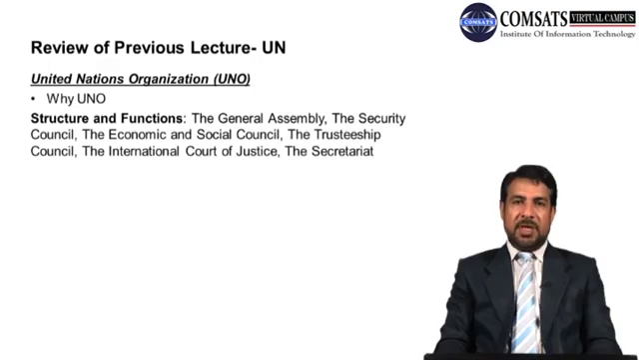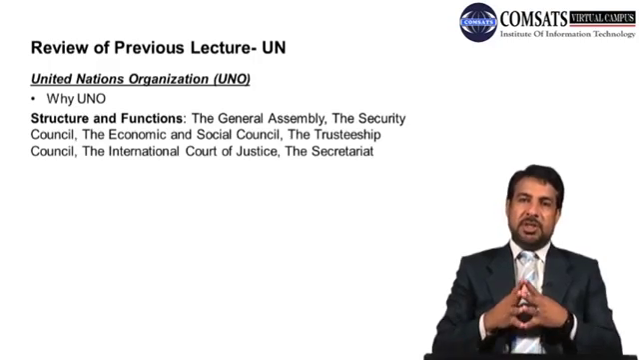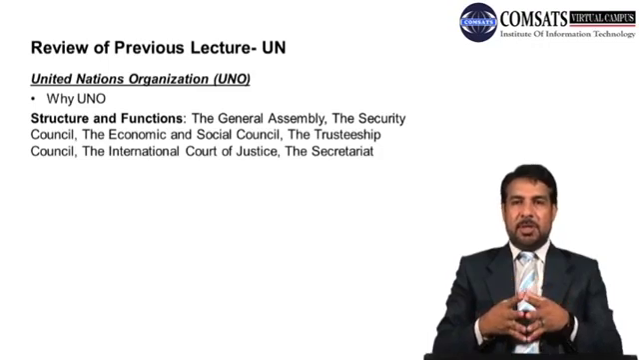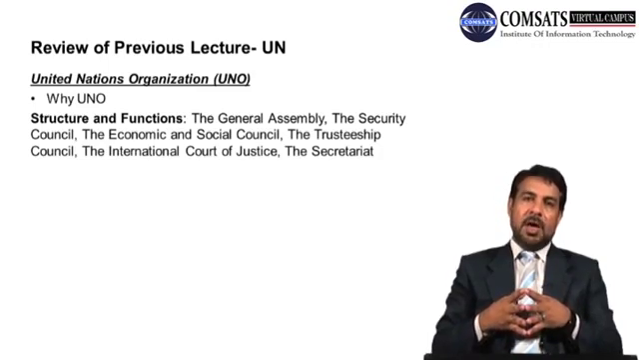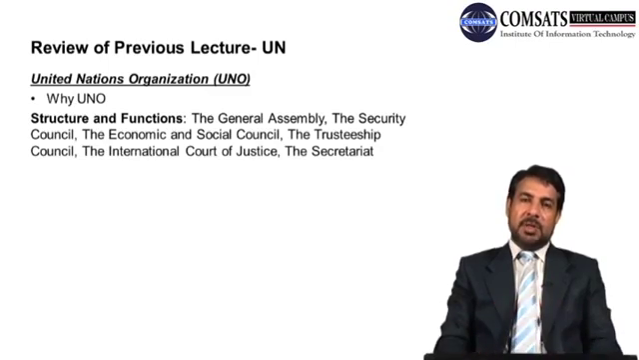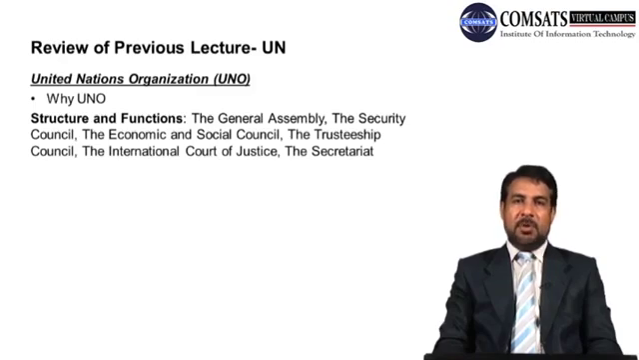The International Court of Justice is the judicial organ of the United Nations. It tries to solve disputes between member countries and also gives advice to the Security Council and other organs of the United Nations about different types of legal matters. The judges of the International Court of Justice are elected for a 9-year term, but after every 3 years 5 judges retire. The total number of judges is 15 and no 2 judges belong to the same country. So this was the review of the previous lecture.